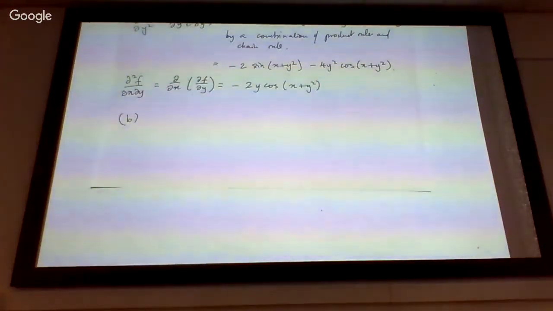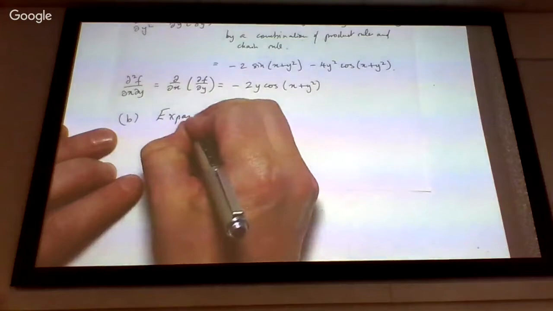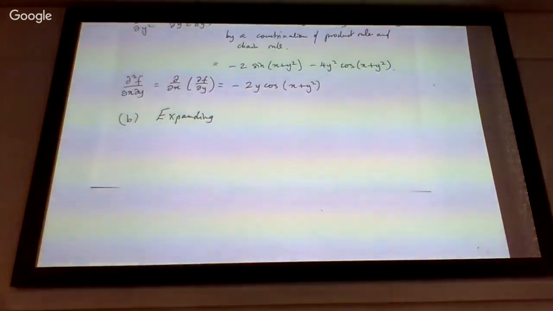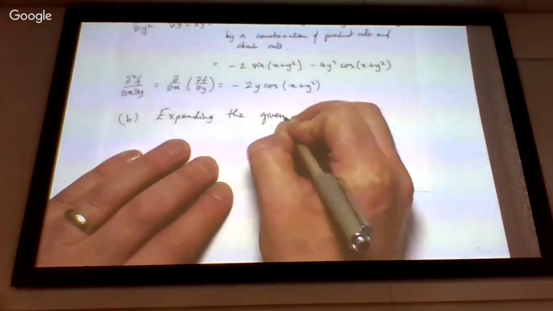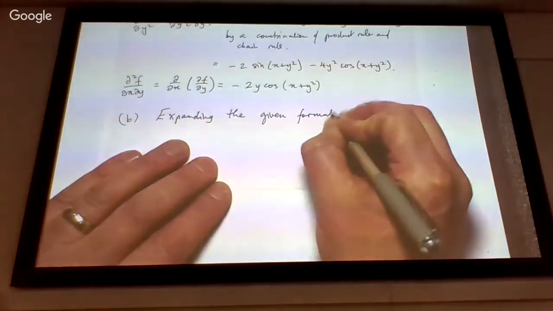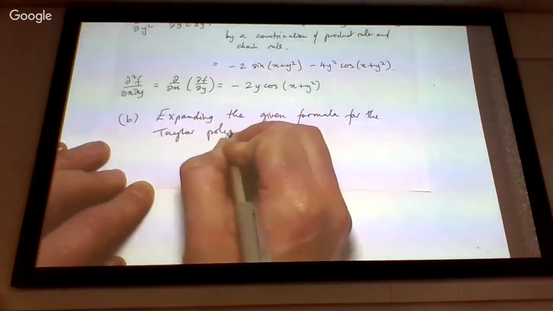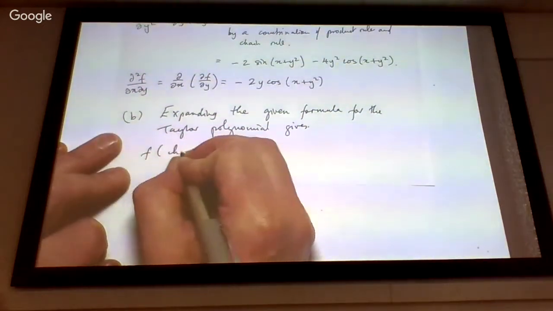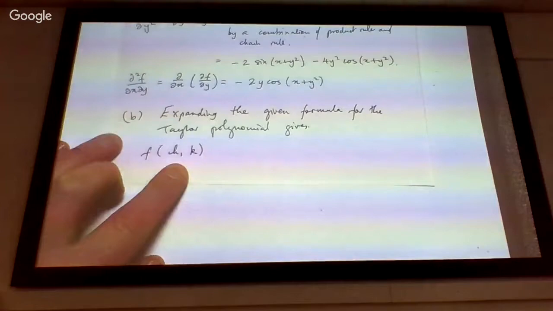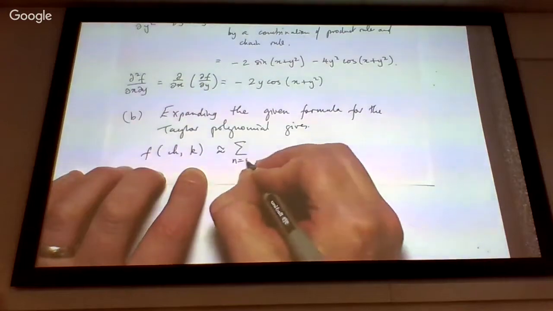So what can we say here? So I guess what we've got to demonstrate here is we understand what the formula is actually going to look like. So we can say expanding the given formula for the Taylor polynomial gives, so we're evaluating f at a point close to the origin. Well, I'll just repeat the formula just for completeness.